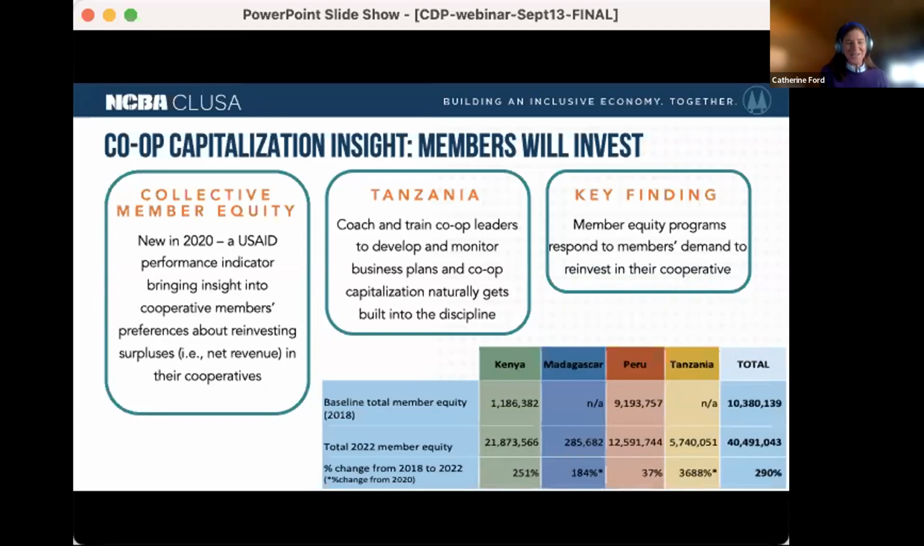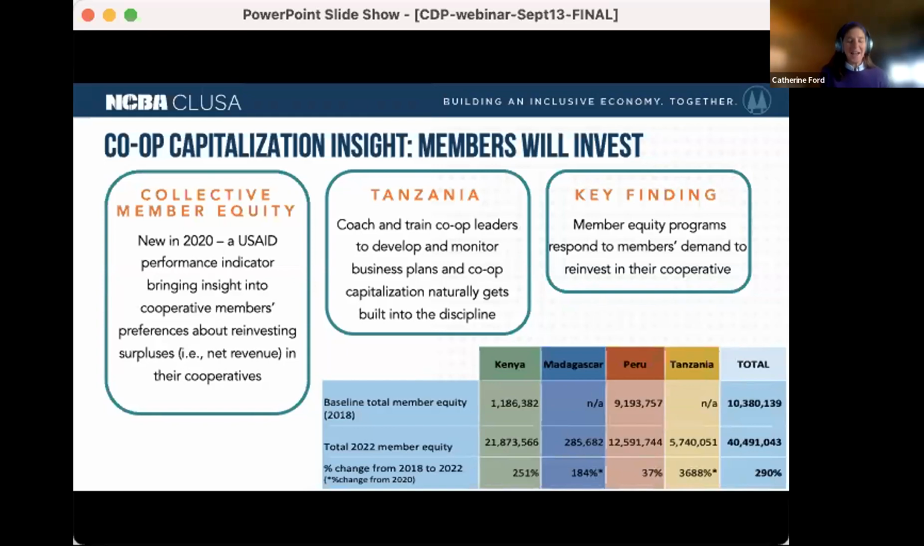Moving to the center, you'll see Tanzania. We are going to hear much more about Tanzania's leadership with co-op capitalization across their countries, across their co-ops. This was led by local partner Rural Urban Development Initiatives, RUDI. The activities in Tanzania focused on coaching and training co-op leaders across all of the 28 co-ops and resulted in very sound business practices and a discipline for business plan development.